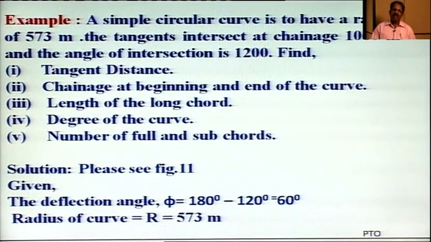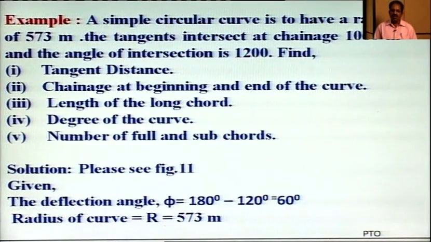So, now we have an example to show how we calculate various elements of the curve. The problem is: a simple circular curve is to have a radius of 573 meters and the tangents intersect at a chainage of 1060 meters. This is the chainage of the intersection point, and the angle of intersection I is 120 degrees. Find the tangent distance, the chainage at the beginning and at the end of the curve, the length of the curve, the length of the long chord, the degree of the curve, and the number of full and sub chords.